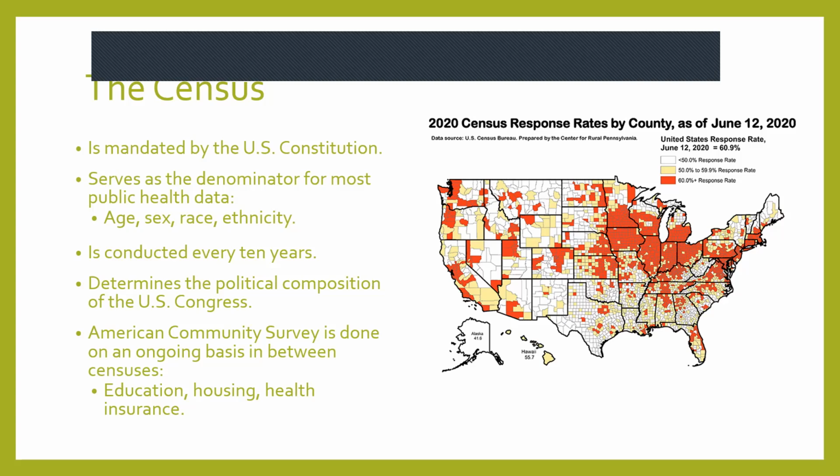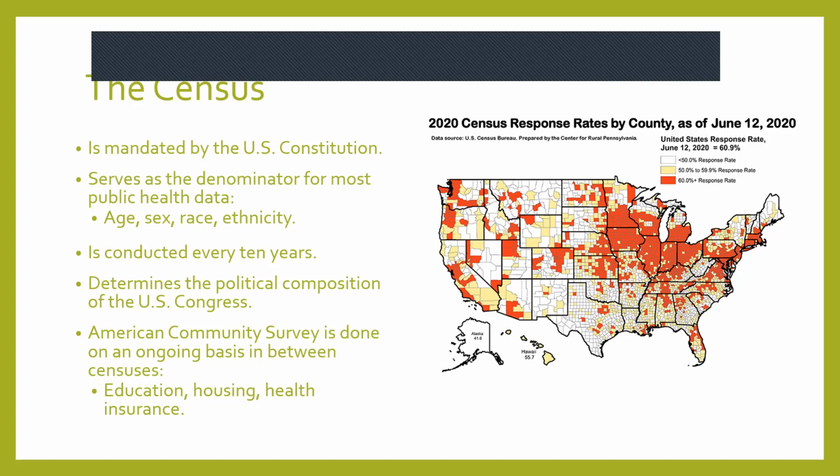The census is conducted every 10 years, and we know that it's important because it determines the political composition of Congress and that there's congressional districts across the US matched to what we find in the census. You may or may not know that there's actually a shorter version of the census that's conducted between the 10-year time span, more ongoing. That's called the American Community Survey.